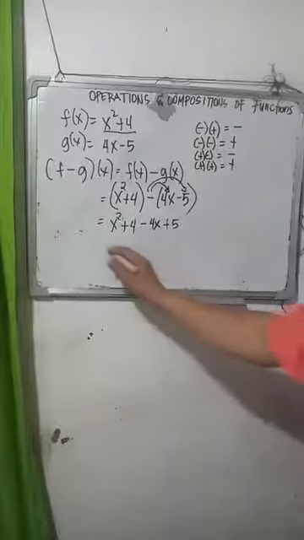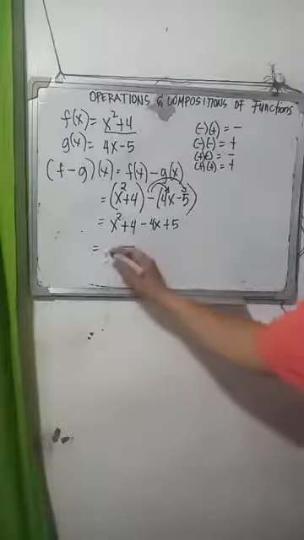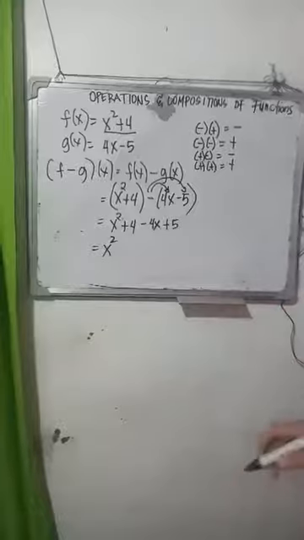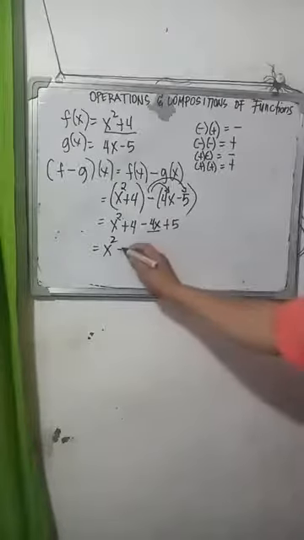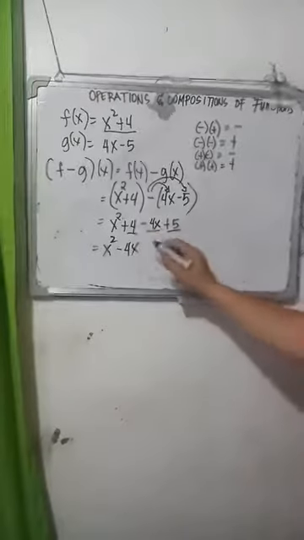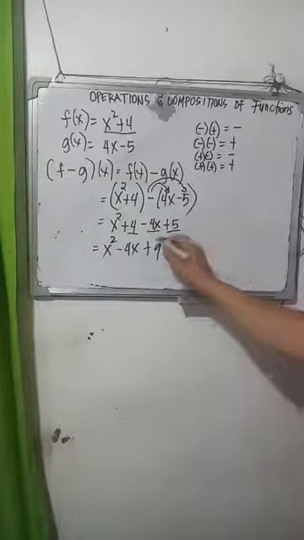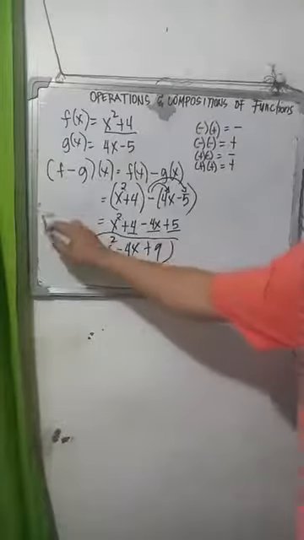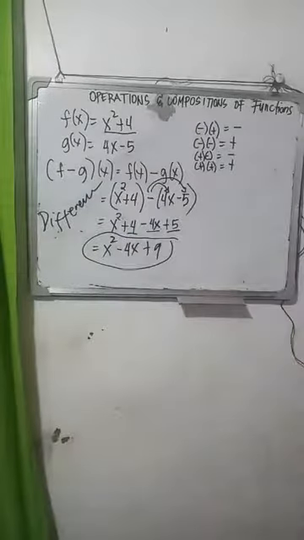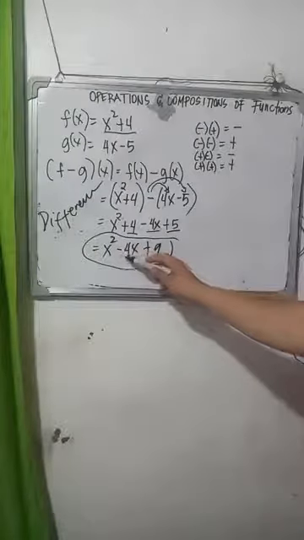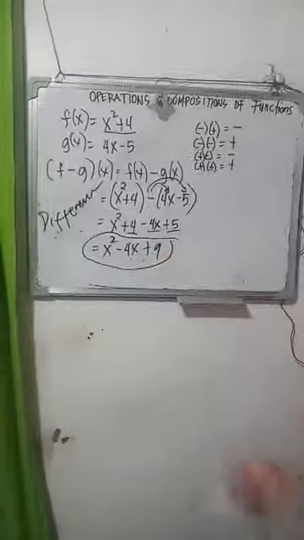Okay, next. Again, combine like terms. So arrange natin ito. So x squared, walang like terms. So just copy. Then negative 4x, walang like terms. So negative 4x. Then 4 plus 5, that is positive 9. So that is the difference of the given functions. So x squared minus 4x plus 9.